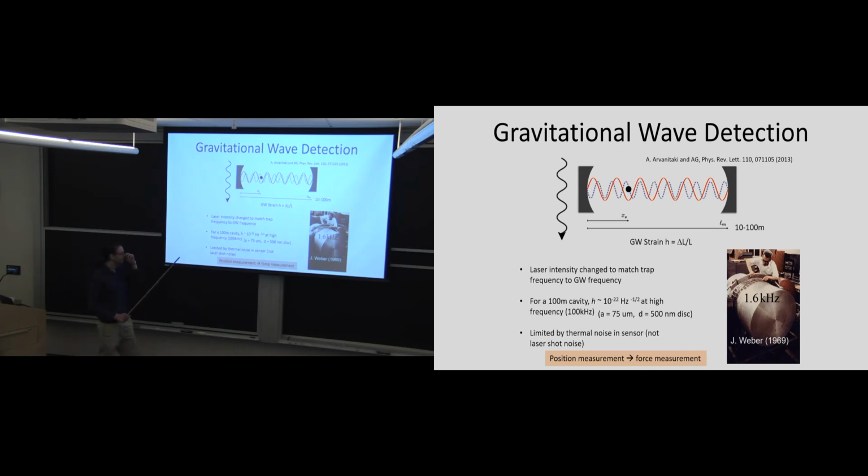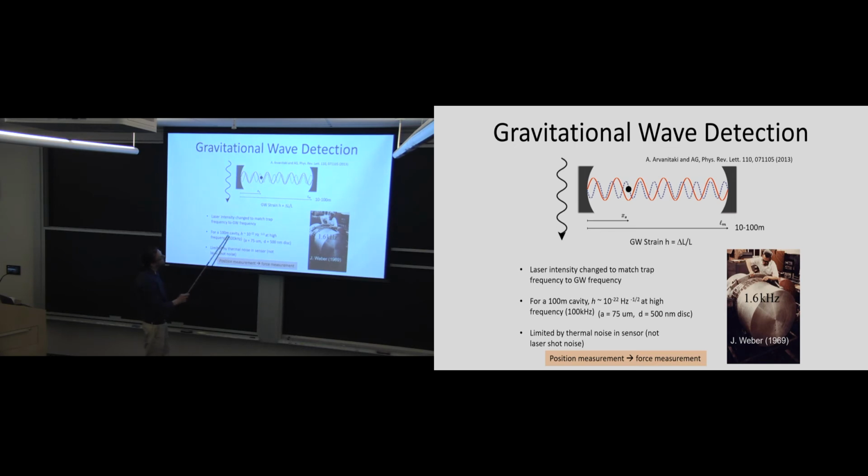And so it's possible to think about these levitated particles as another way of doing gravitational wave detection, but now on the higher frequency end of the spectrum. The idea is you have an optical cavity, kind of like the one I showed, except now it's much longer. We're considering a length on the order of, say, 10 or 100 meters. And you have a particle trapped in an antinode of the field inside the cavity.